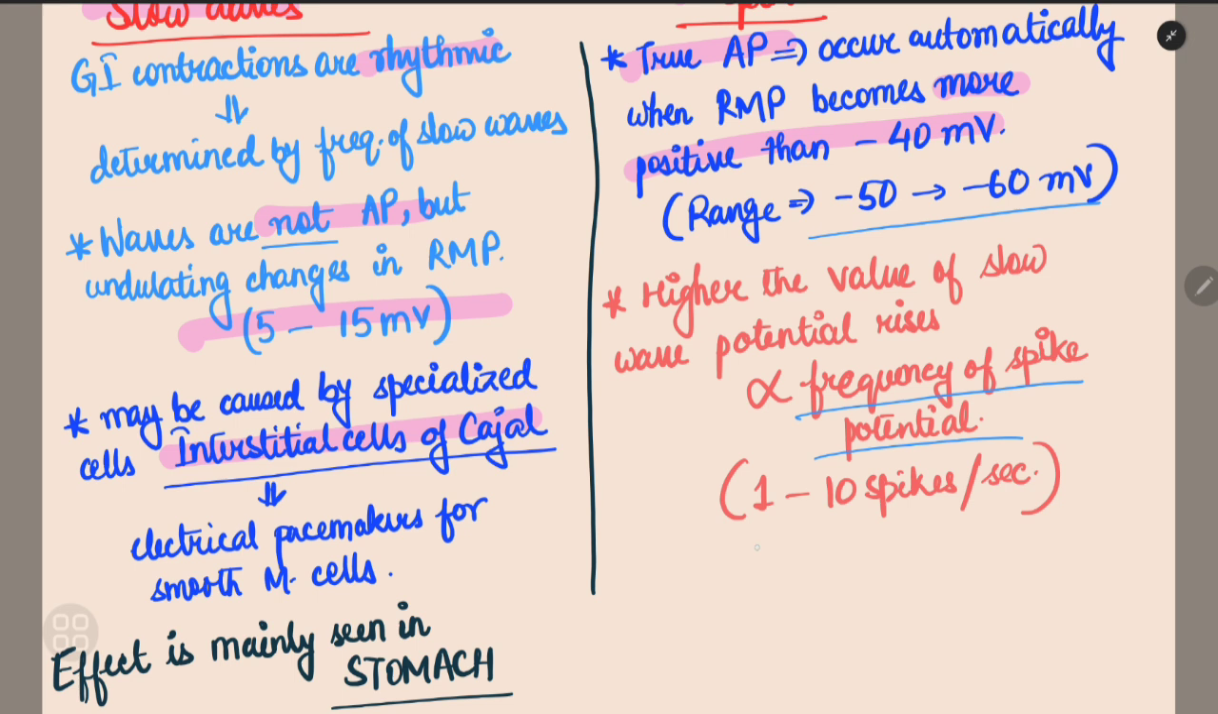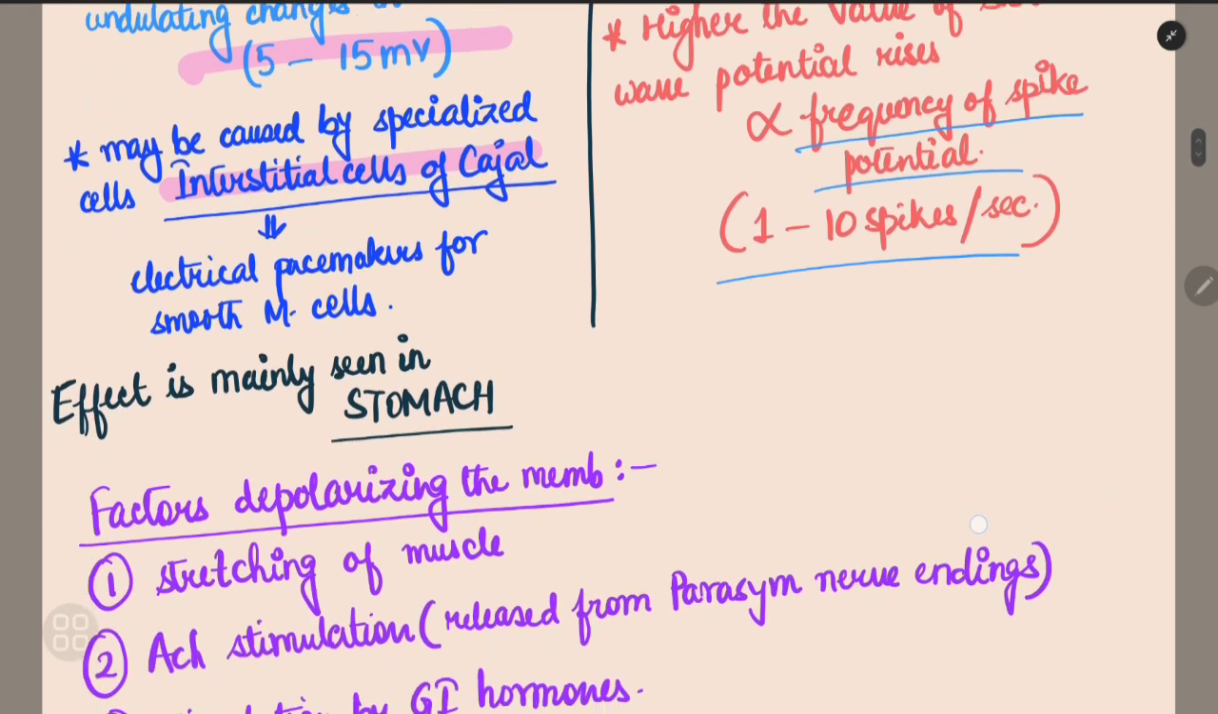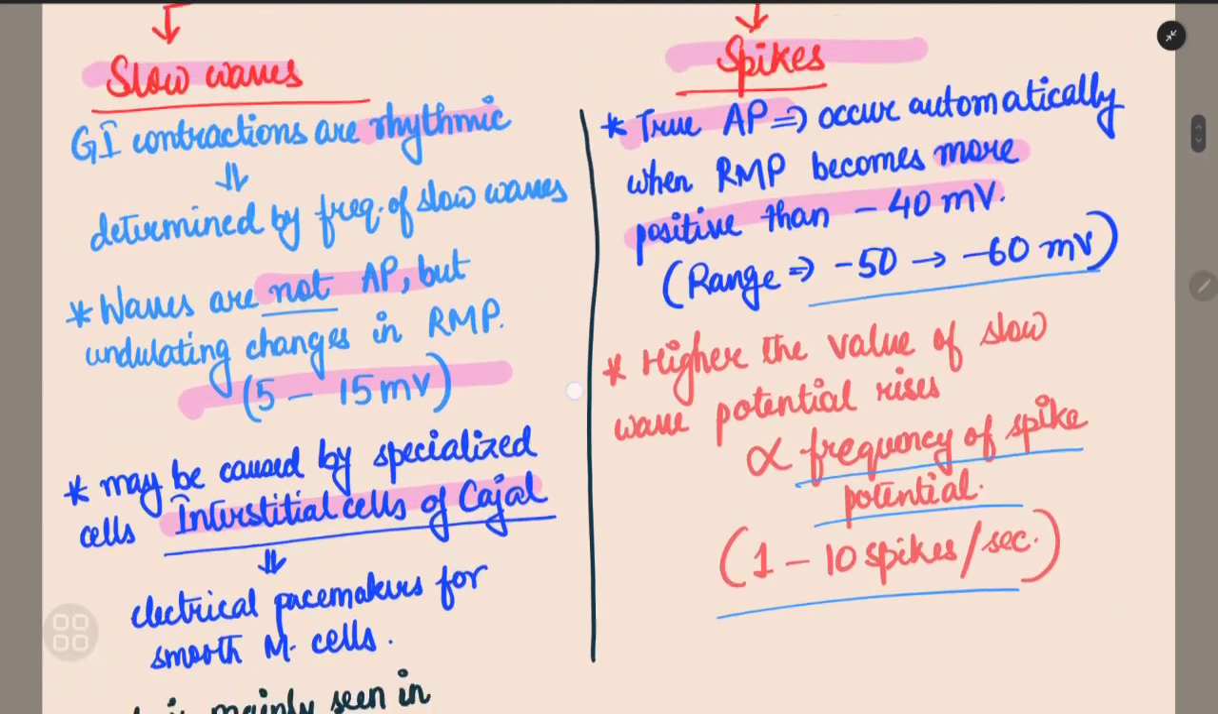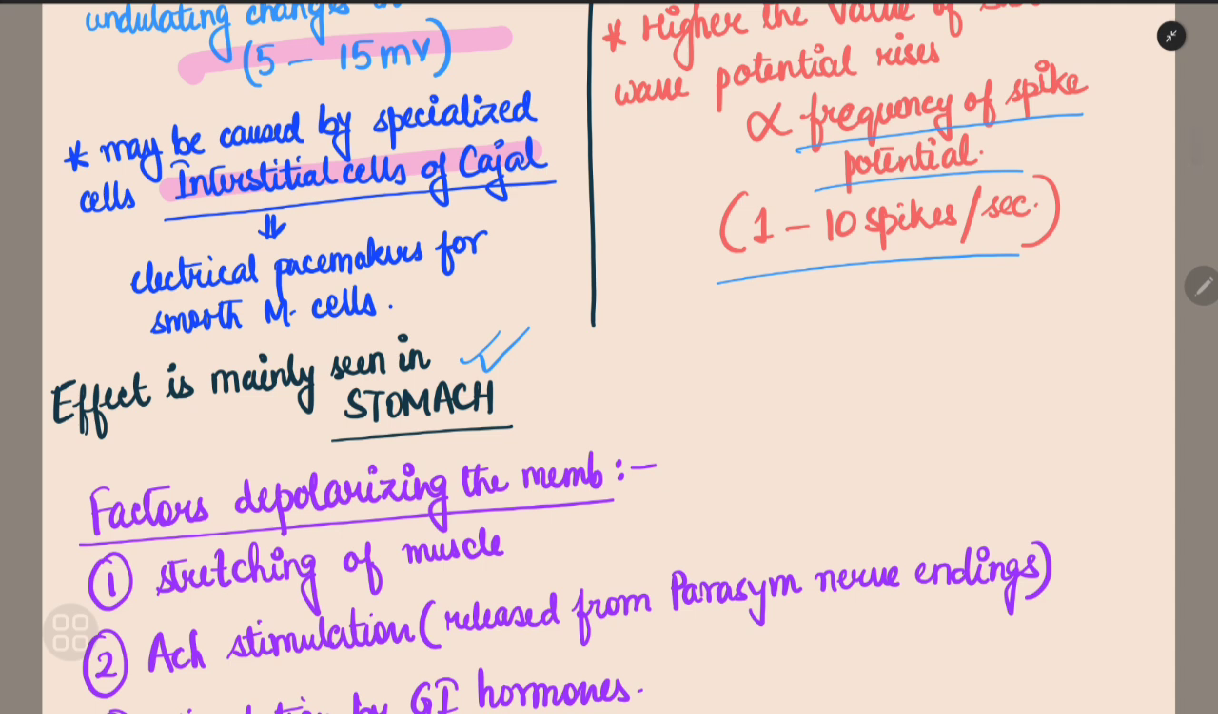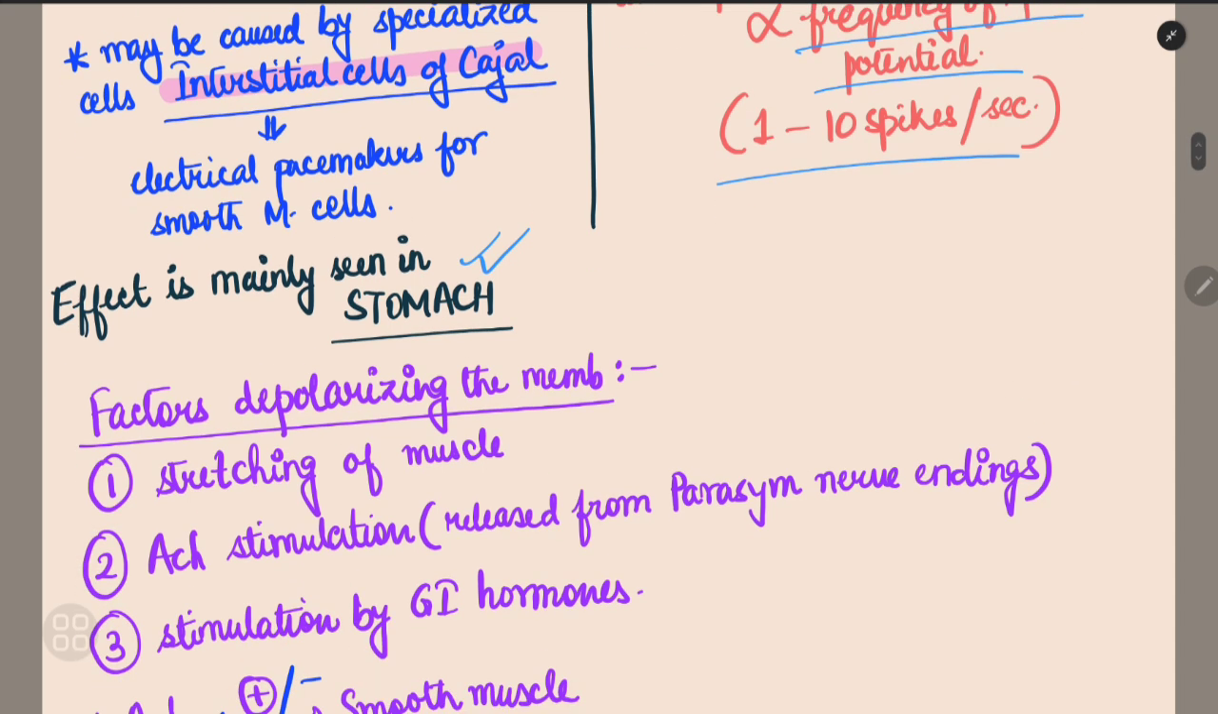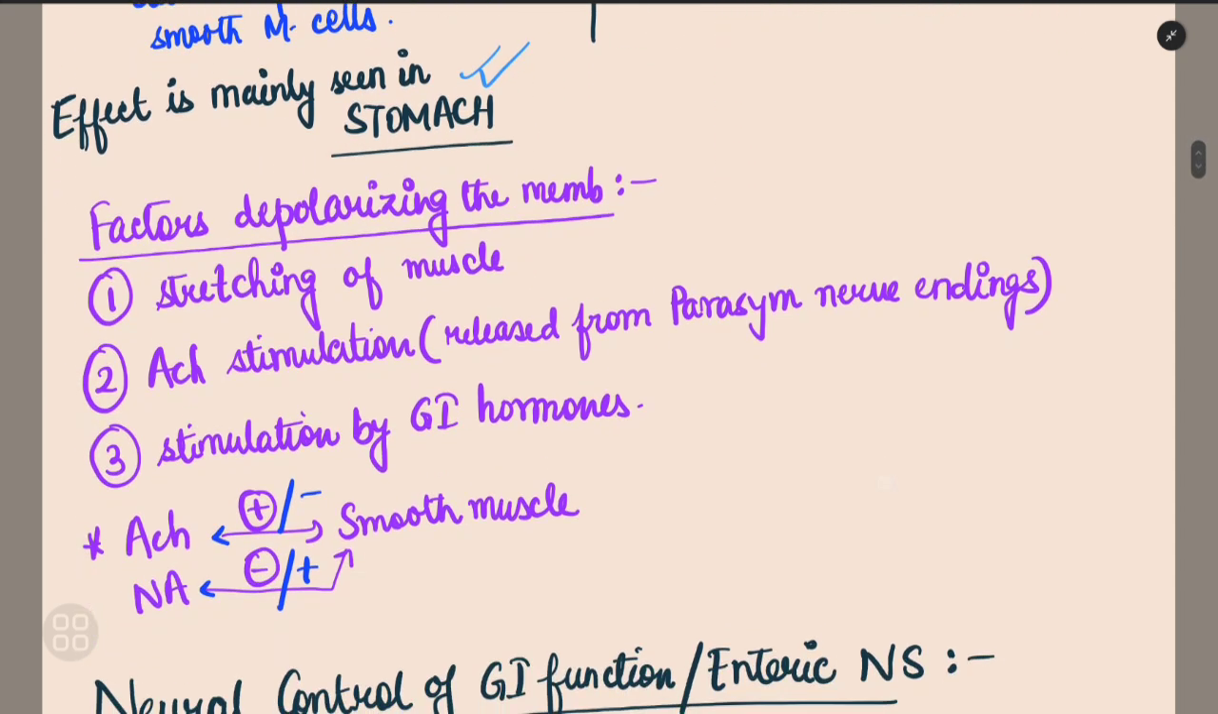That will be approximately 1 to 10 spikes per second. This effect, as I have discussed, this slow wave effect, is mainly seen in the muscles of the stomach. Okay, stomachs, as I told you, have an additional muscle, that is the oblique muscle. Now, factors depolarizing this membrane.